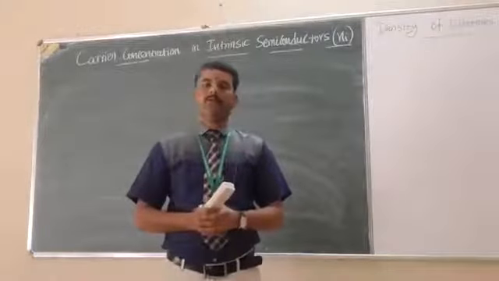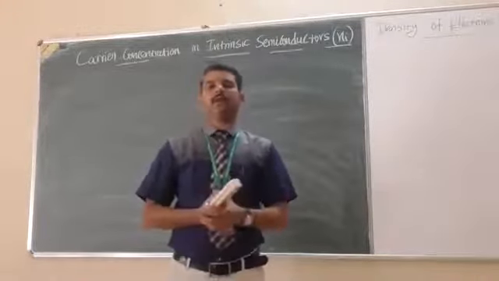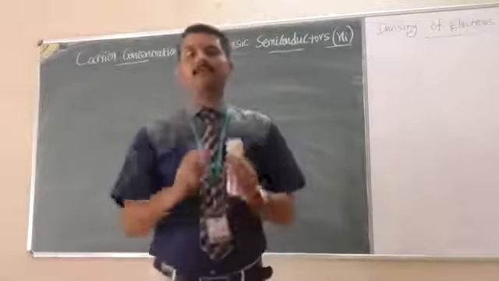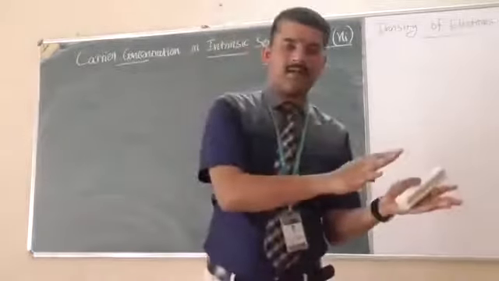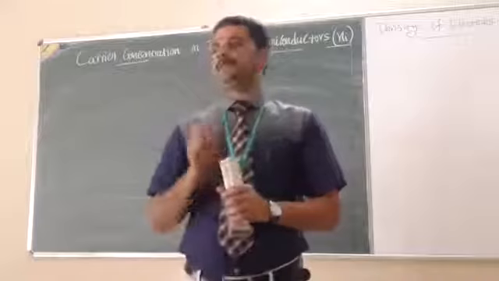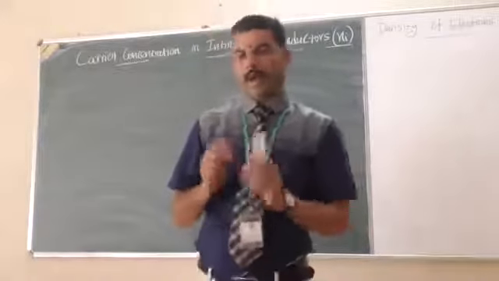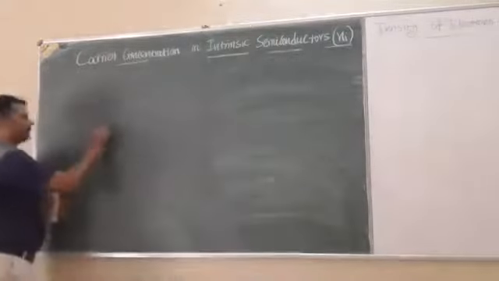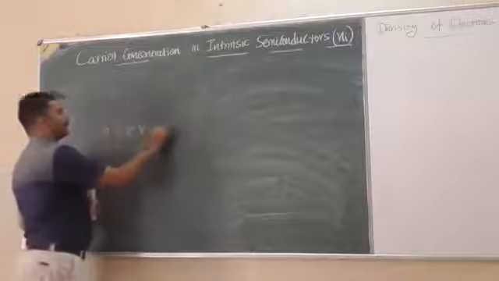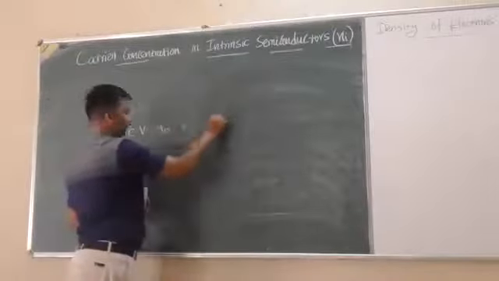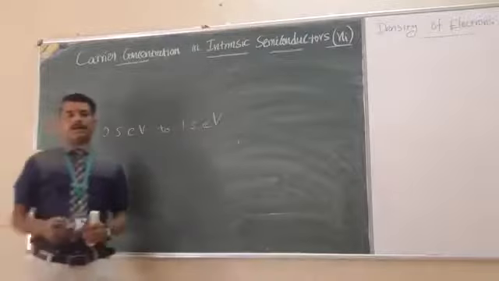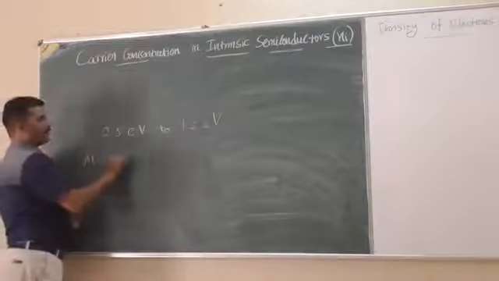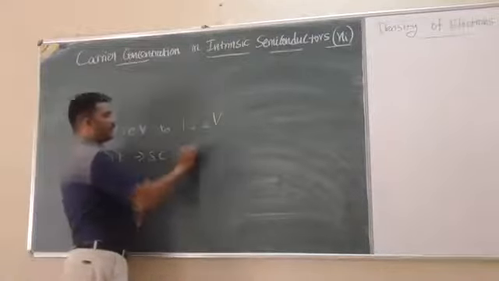Generally, low resistive materials are called semiconductors. Here, materials whose electrical conductivity and resistivity values lie in between those of conductors and insulators are called semiconductors. According to band theory, the band gap value for a semiconductor starts from 0.5 electron volt to 1.5 electron volt. Another important characteristic is that at the temperature 0 Kelvin, semiconductors act as insulators.